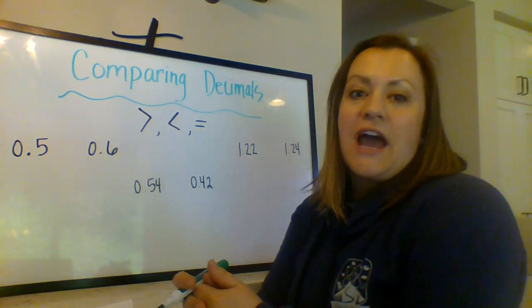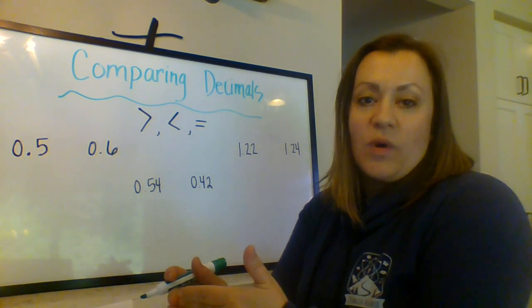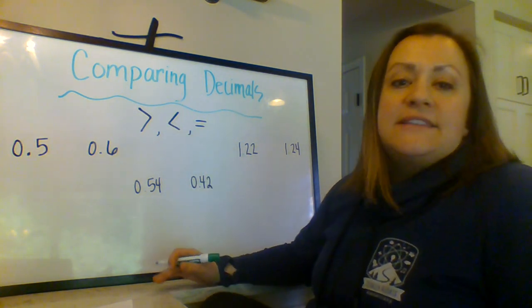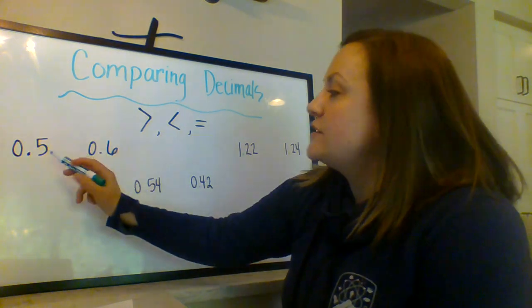Okay, so now we're going to look at how to compare decimals using inequalities: greater than, less than, or equal to. So I have some sets of decimals already set up right here. So let's start with this first set.